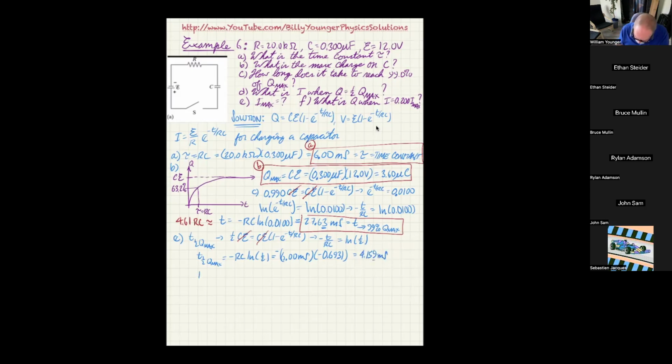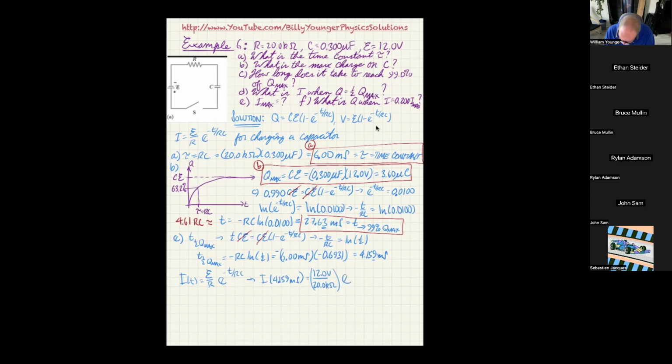Now that I have that time, I can plug it into I. Actually, let me go ahead and write that first. I of T is equal to E over R times E to the negative T over RC. Now I want I of 4.159 milliseconds. Well, E is 12.0 volts and R is 20.0 kilo ohms. A volt divided by a kilo ohm is a milliamp, so we're going to get a milliamp as the unit.